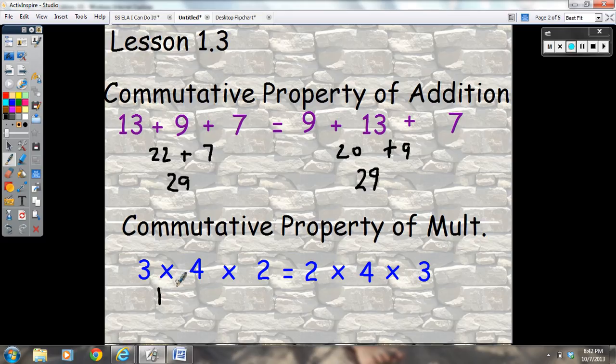It's the same numbers rearranged in a different order. Let me show you here. So if I follow this order, 3 times 4 gives me 12, and I multiply the 2, I would get 24 as my answer. Now the exact same numbers multiplied together in a different order would get me the same answer. If I took the 2 and 4, I multiply, I get 8, I bring down the 3, 8 times 3 also gets me 24. So that is how the commutative property of addition and multiplication work. Now let's take a look at our next property.